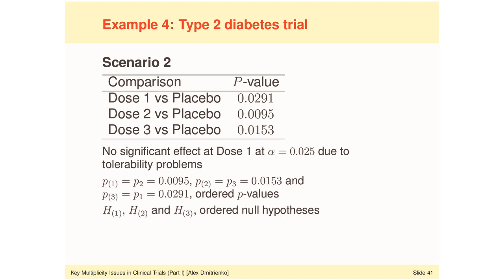ordered p-values. Those p-values are ordered from the smallest one to the largest one below this table, and in addition, based on those ordered p-values, we're going to define the ordered null hypothesis. And once again, as we've done it so many times before, we're using here this parenthetical notation to differentiate between the original p-values and the ordered p-values.